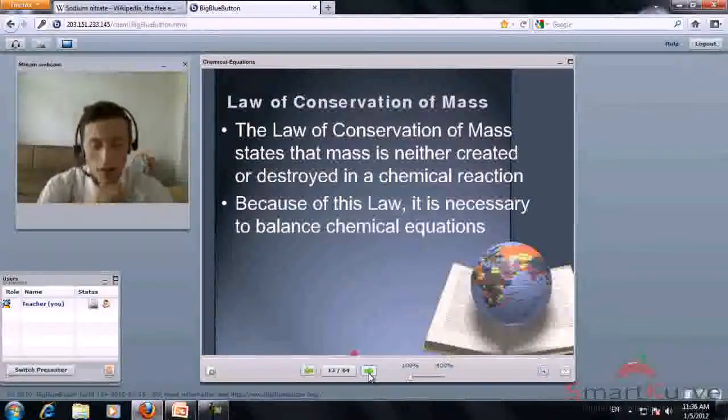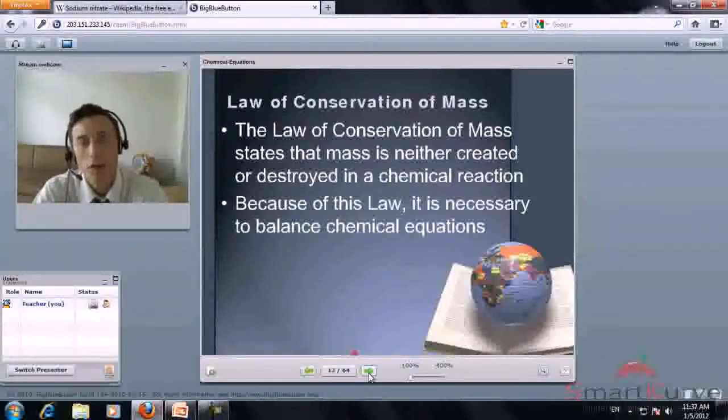Here on slide 13, the law of conservation of mass. Remember, this is just like our first law of thermodynamics, if you remember our lesson from that unit. Matter and energy cannot be created and cannot be destroyed in a chemical reaction. Because of this law, it is necessary to balance.